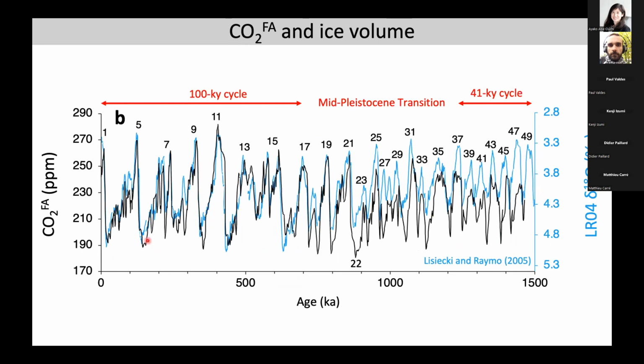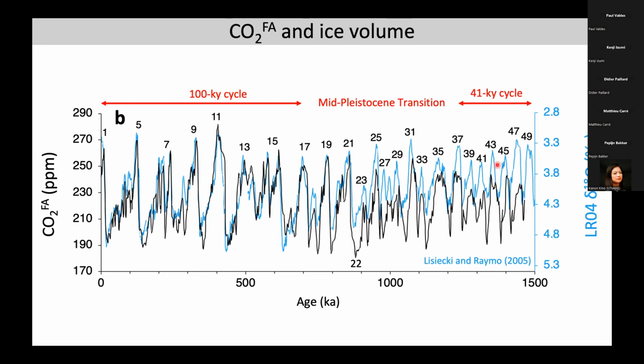So next we will see the comparison with LR04 delta 18O. This is the stacked record of the benthic oxygen isotopic composition. This is a proxy of continental ice volume and bottom water temperature. You will see a good agreement between the CO2 and oxygen isotopes on orbital time scales.